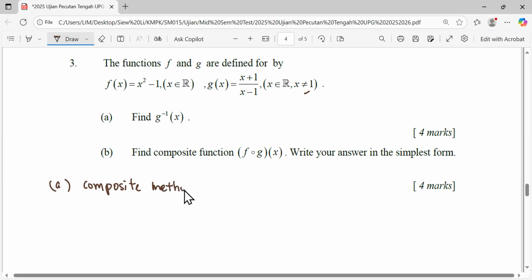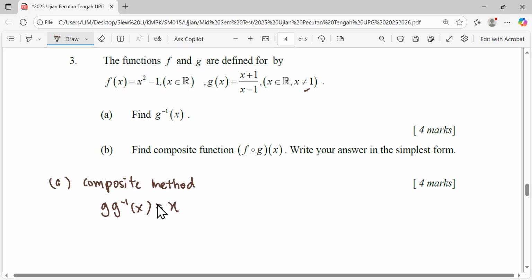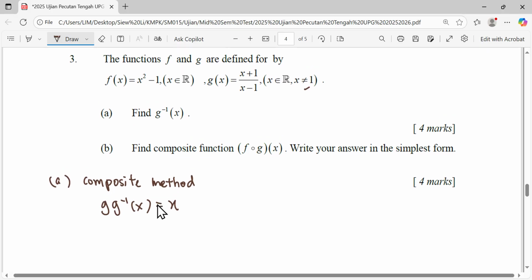To find your inverse, where g inverse will equal to x, please no longer use your SPM method. At this level, when we're asking you for the inverse function, it means we want to examine you on the composite method. It's not examining you on the previous knowledge.